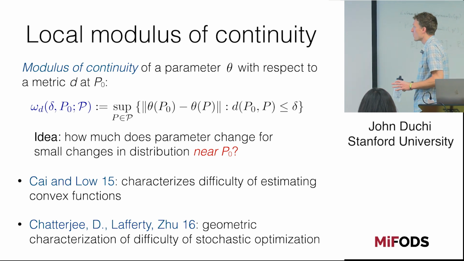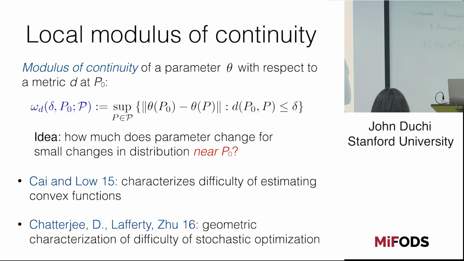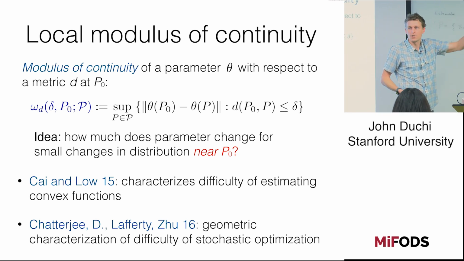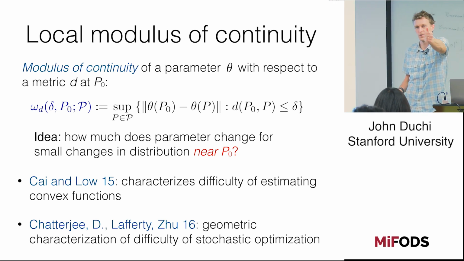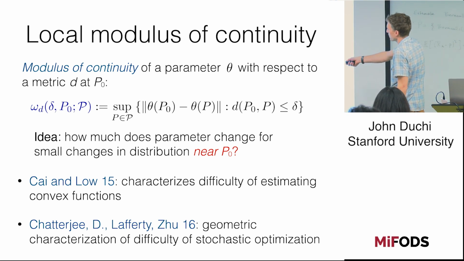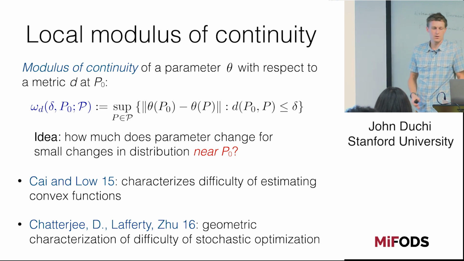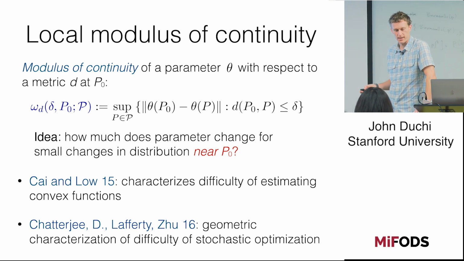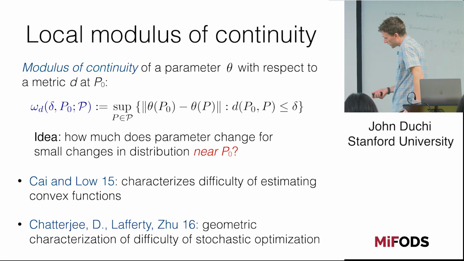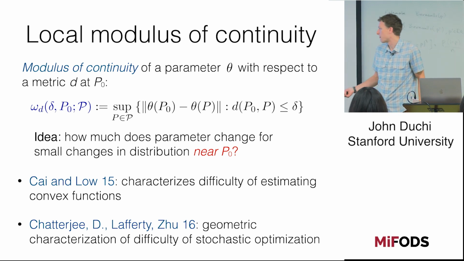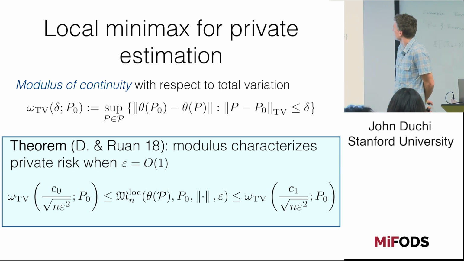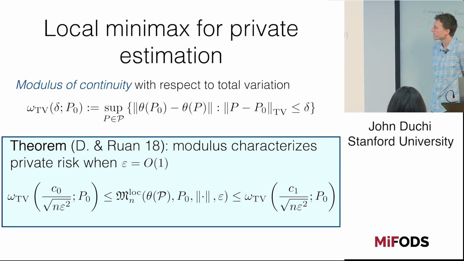But instead of the global modulus of continuity, we're going to just ask for the local modulus of continuity. So at P0, my population that I've got, this Bernoulli p, how much can my parameter change with small changes to the underlying distribution? How much does the parameter change when I change the distribution a little bit in a neighborhood of P0? There's been some work in the last couple of years, some by Cai and Low on estimating convex functions, some by Sabyasachi Chatterjee, John Lafferty, Yuancheng Zhu, and I on stochastic optimization, where we use these ideas to characterize difficulty.